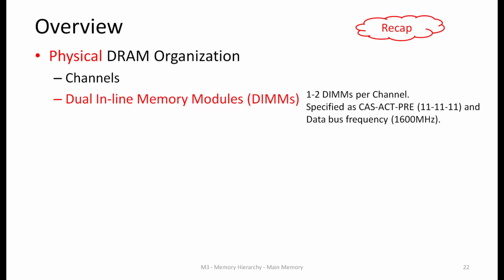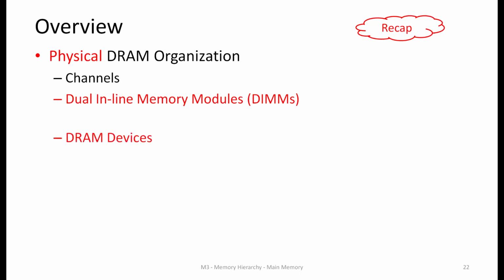Along with this information, the DIMM will also be specified by its data bus frequency. Here, for example, it's 1600 megahertz. Each DIMM, we realized, is made up of DRAM devices or DRAM chips. Each of these chips can be imagined as a mini DRAM, because whatever happens in one DRAM device happens across all the other DRAM devices. And a DRAM device is specified by its width, x4, x8, and so on.